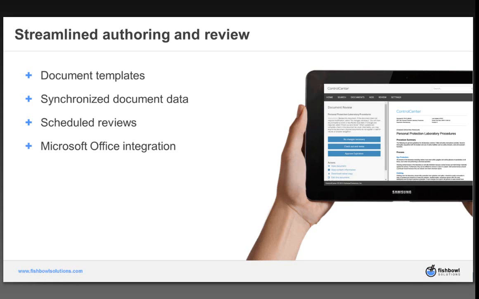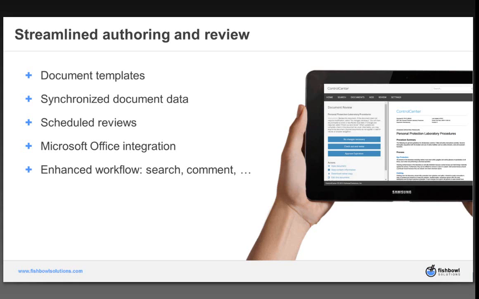I already talked a little bit about Microsoft Office integration with the metadata synchronization. We also do integration in the form of comparison. So if you have two revisions of a procedure that were in Microsoft Word and you want to compare them, we integrate with that. So you can actually click compare. That's going to open up in Microsoft Word with track changes, and you're going to be able to see exactly what changed between, say, version 3 and version 4 of a particular procedure.